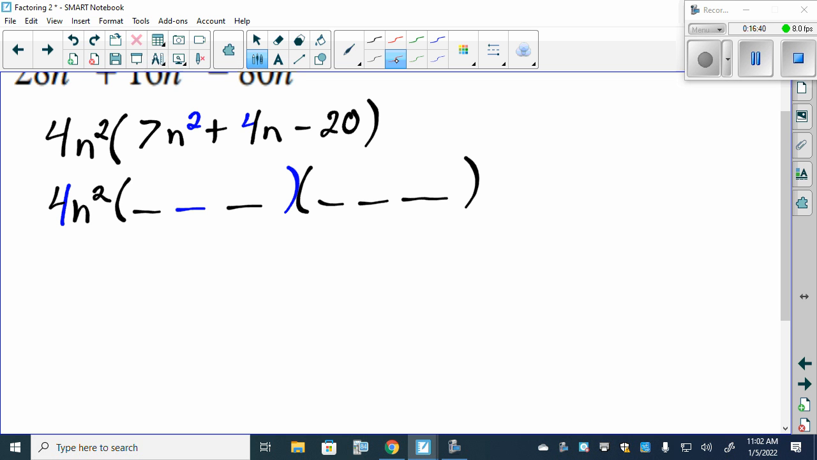Now, when we look at this next part here, we need to find the signs. Because we can go on and set it up as 2 sets of parentheses with 3 spaces, because there's not any other greatest common factor. Now, since the 20 is negative, our signs are going to be opposite. One's going to be positive, and one is going to be negative.